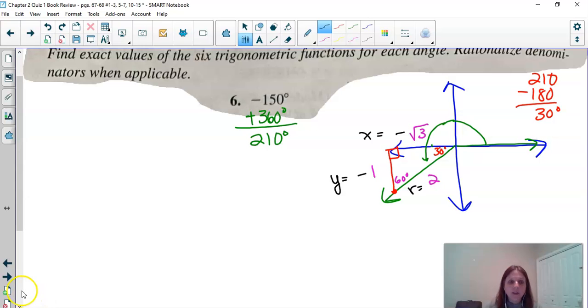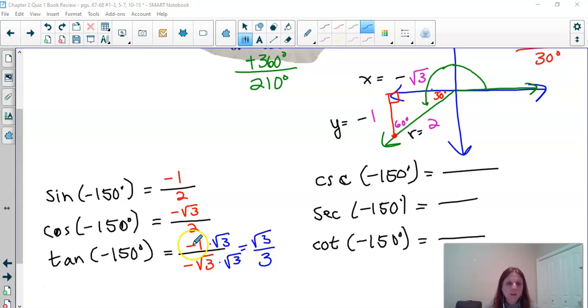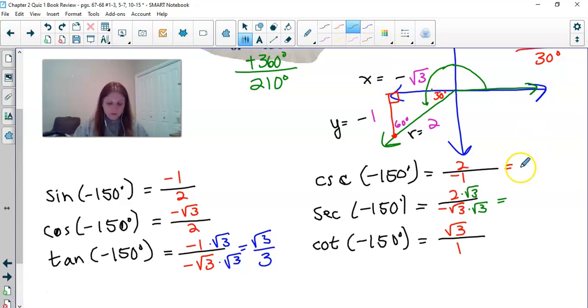Okay, you're going to write out the 6 trig functions for negative 150. Refer to page 22 if needed and fill out the first 3 trig functions. For this one, a negative divided by a negative makes a positive, and then I rationalized, so I got square root of 3 over 3. Okay, go ahead and do your reciprocals of these 3. So for this one, I got negative 2. For this one, I end up with negative 2 root 3 over 3. And then in this last one, I should have just the square root of 3.